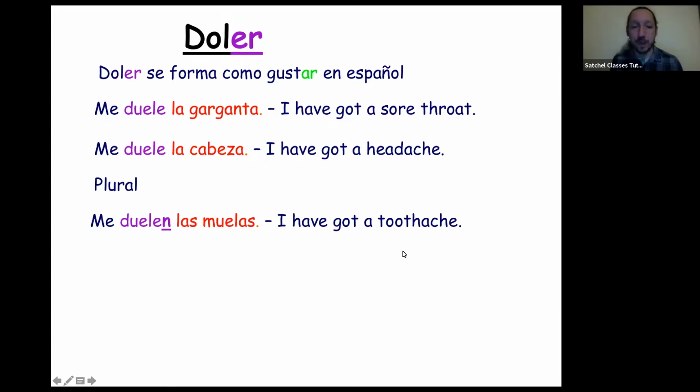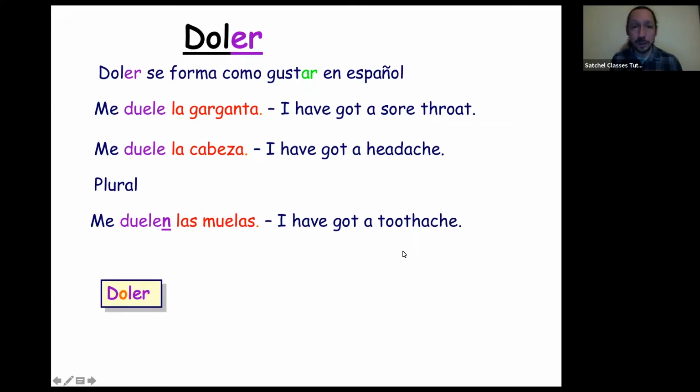Because muelas is plural. And we need to make a good balance of the verb and the body part, in this case, teeth. And therefore, we need to include the N at the end because it is a plural noun. That means I have got a toothache.